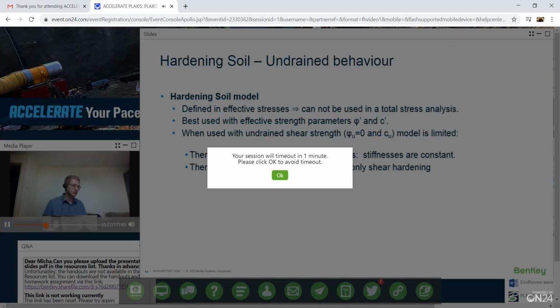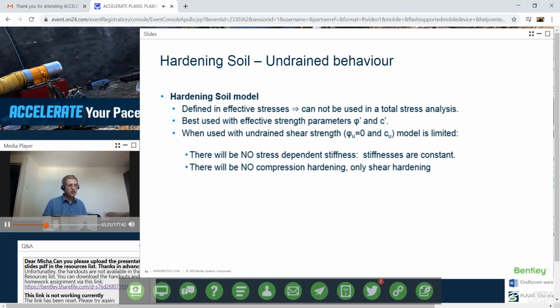So we need effective stresses for that. Also, if you look at the equation of the stress-dependent stiffness, you know that there is cohesion and friction angle in there. So in principle, to use the hardening soil model, you also would have to use effective strength parameters, friction angle and cohesion. You could decide to use the hardening soil model with an undrained shear strength. So then you put the friction angle to 0 and you fill in the undrained shear strength.